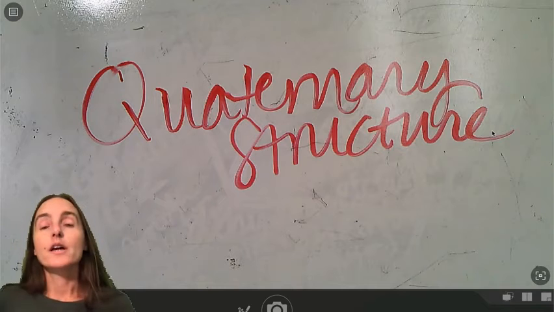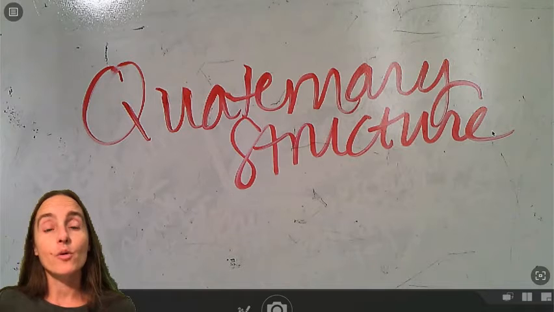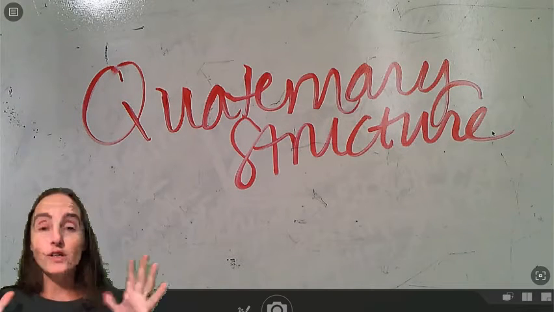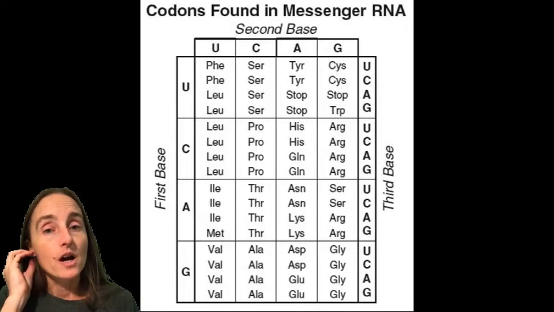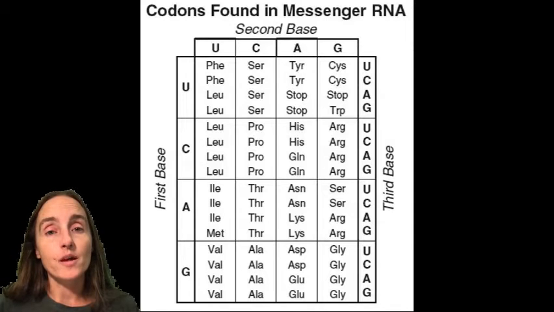So consider if you have a mutation in your DNA, it would go through all the coding process, but it would have the wrong amino acid in the end. So here's the codon chart. Look at the codon chart. Look at how you can have multiple codons coding for the same amino acid.